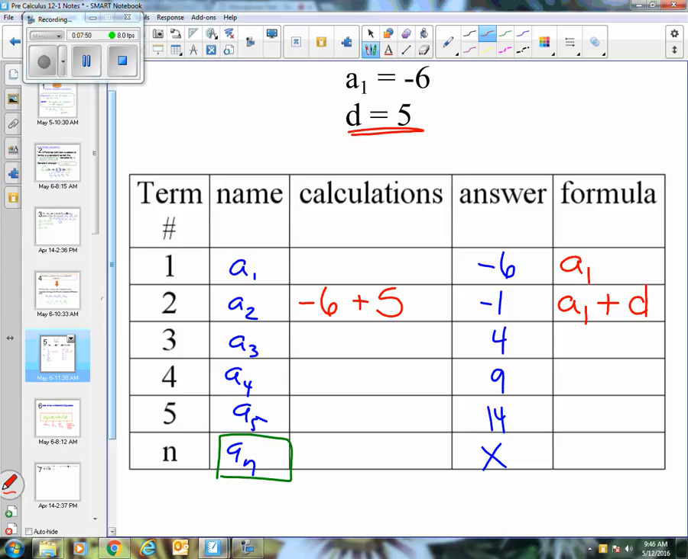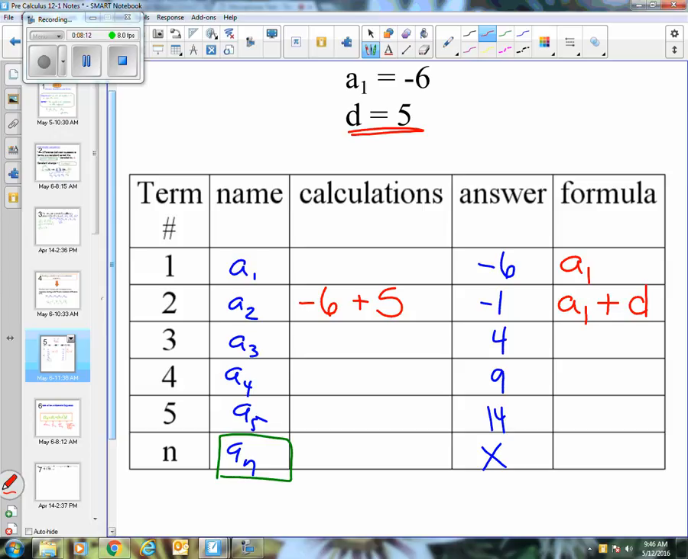Okay, now how did you find A3? Well, what we did, because we were just going consecutive terms, is we took the A2 answer, -1, and we added 5 to it, which is fantastic if you have the term in front of it. But what I'm saying is, what if we don't? What if we want to go just from the beginning and jump right to the end without having to fill in the numbers in between? How could we do that going back to the first term?